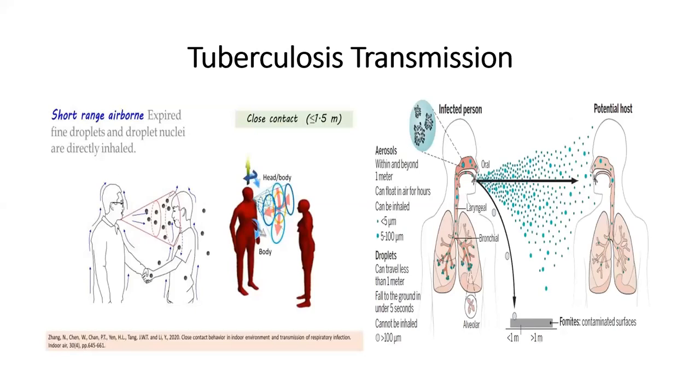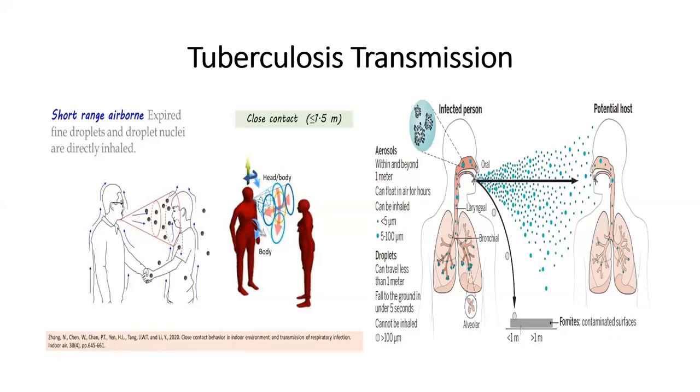As you can see from that picture, it might not be that clear, but you can see how tuberculosis transmission occurs. Short range, for example, in the first picture, short range airborne expired fine droplets or droplet nuclei are directly inhaled by an individual from an infected individual. Then the second picture shows us when you are at close contact of less than 1.5 meters, you are likely to inhale those aerosolized droplets.